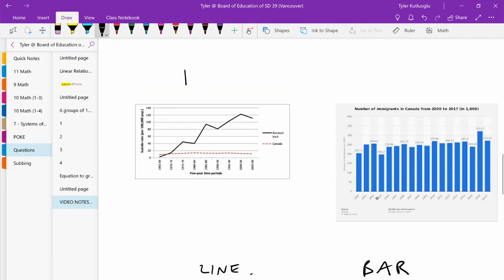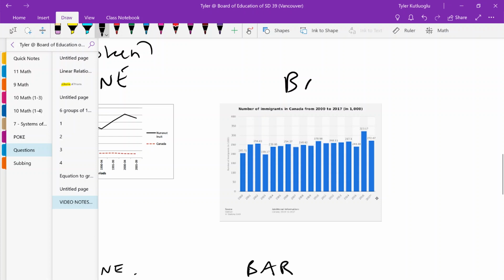So let's focus on line graphs, or in this case, broken line graphs. Broken line just means, see how it's all zigzaggy? If it was like a straight line, it'd be a line graph. Broken line is where it zigzags like that. And this is a bar graph.